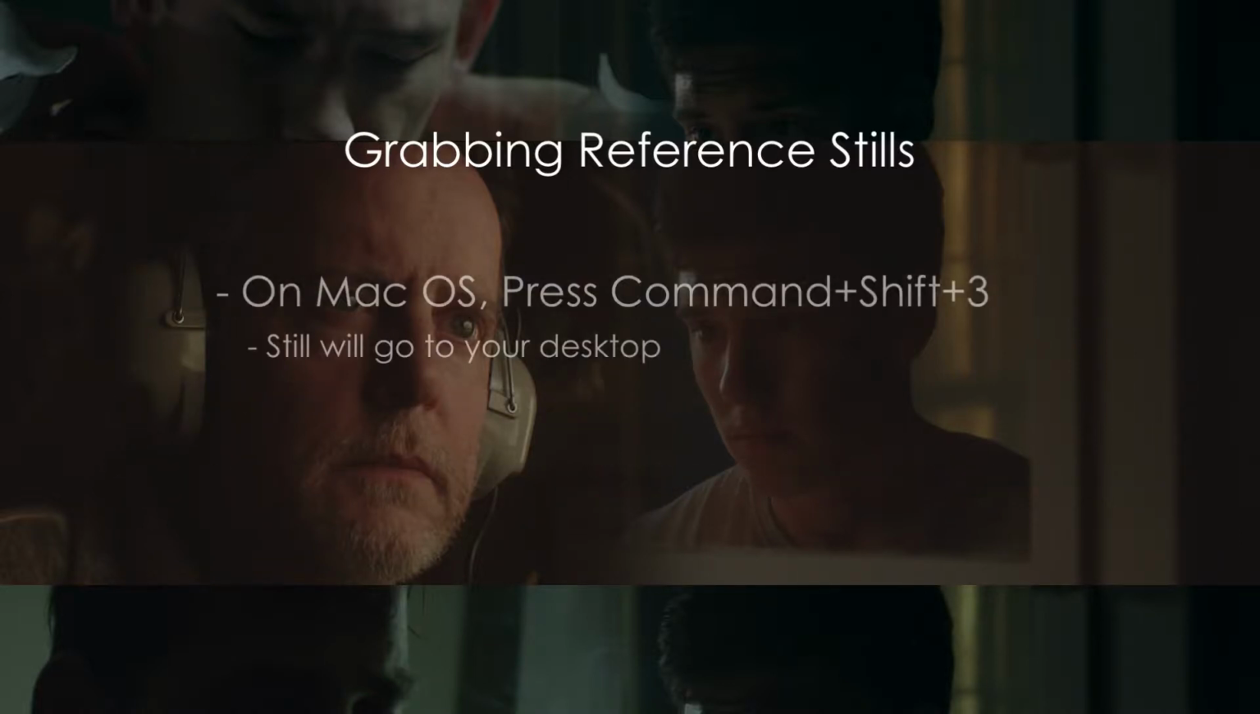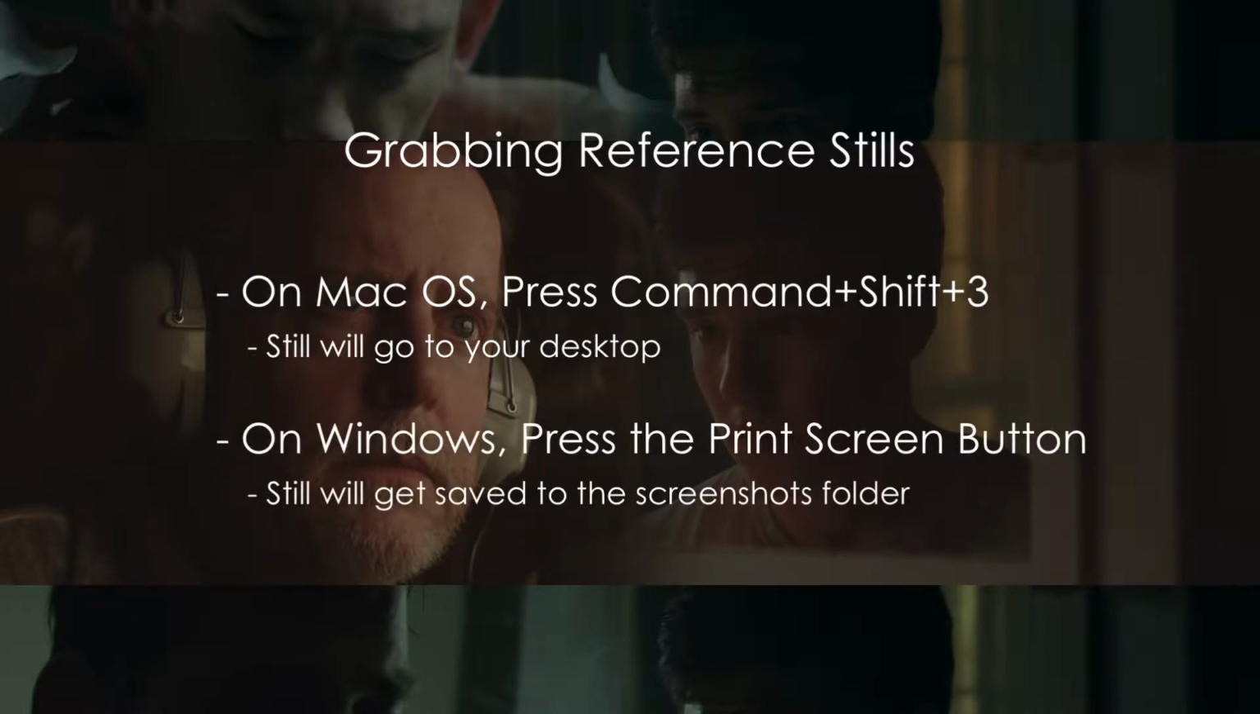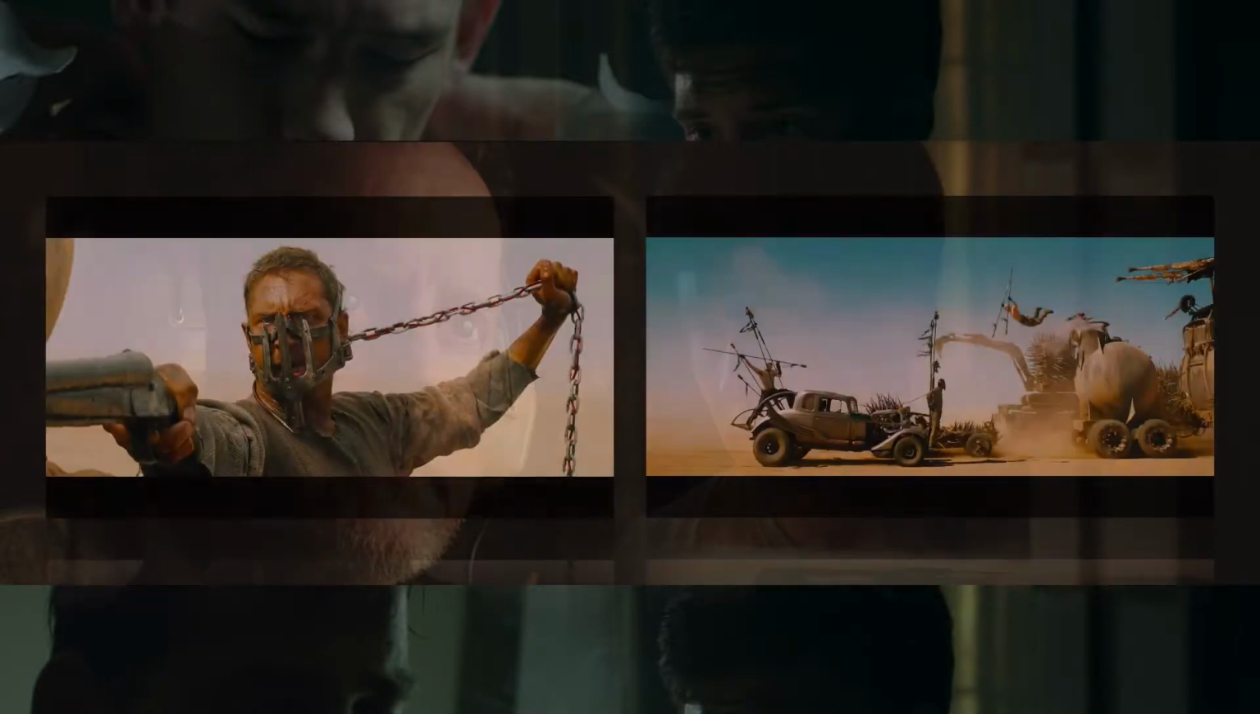Now, to get those screen grabs, if you're on a Mac, you can grab a still by hitting Command-Shift-3 as the video plays back. The still will then appear on your desktop. If you're on Windows, you can grab a still by hitting the Print Screen button. The still will then be saved in the Screenshots folder, which is located inside of the Pictures folder. In our case, I've already gone ahead and grabbed all the stills we need.